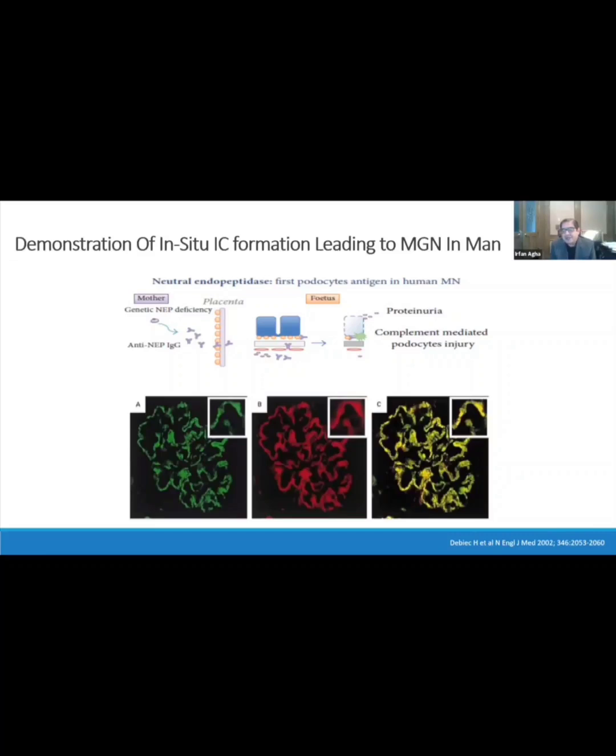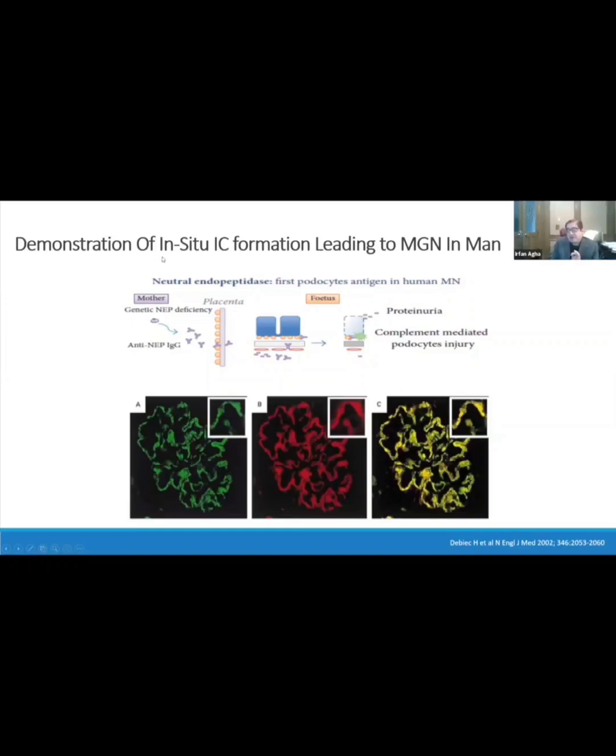So this was a very nice, very neat case report that was presented in 2002. It was a case where a female patient who had genetic deficiency of neutral endopeptidase was pregnant, and she developed anti-neutral endopeptidase antibodies which crossed the placenta. Now this is the baby's kidney. The baby has neutral endopeptidase at the foot processes. The antibody crosses the placenta, goes to the baby's kidney, and creates an antigen-antibody complex right at the glomerular foot process, activates complement, and leads to severe neonatal nephrotic syndrome.